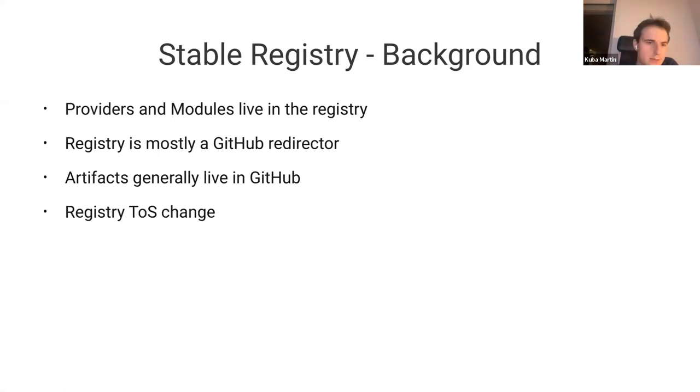Now, there was a terms of service change to the HashiCorp registry, which basically said that from now on, you can only use it with HashiCorp Terraform. Which means, if you have your own forks or bigger forks like OpenTofu, those can't use that registry, which means we are building our own stable registry.